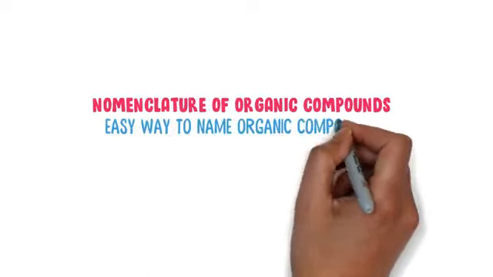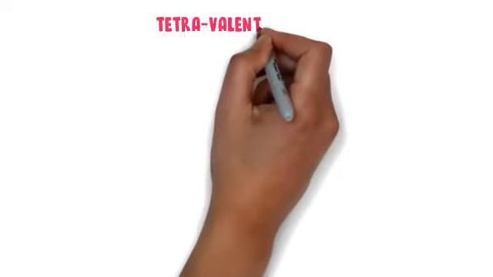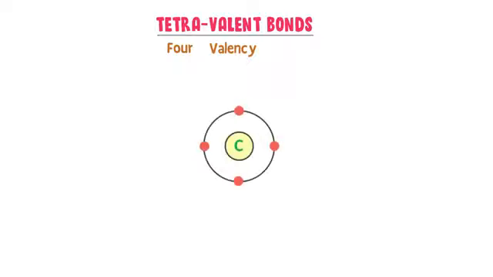Nomenclature of organic compounds and easy way to name organic compounds. Firstly, let me teach you the concept of tetravalent bonds of carbon. The word tetra means 4 and valence means valency. For example, consider this carbon atom.